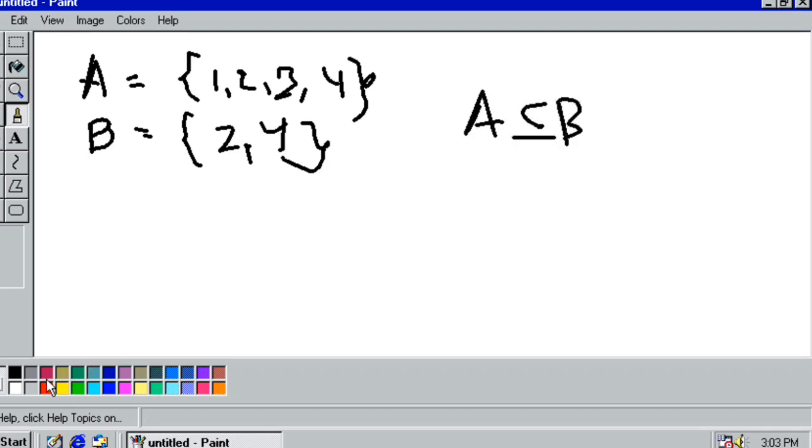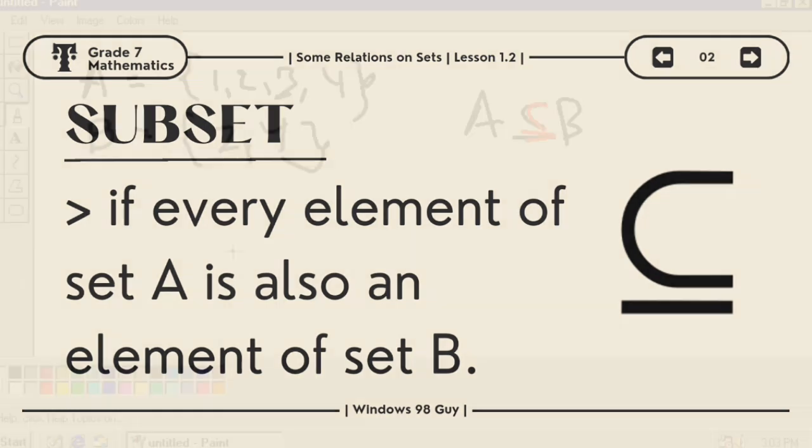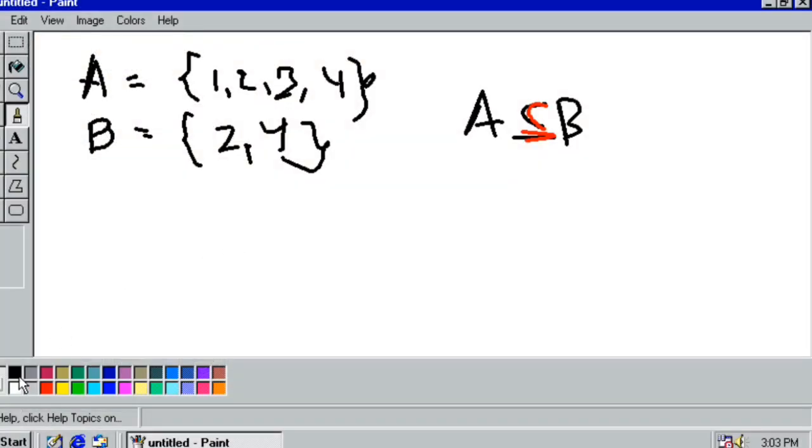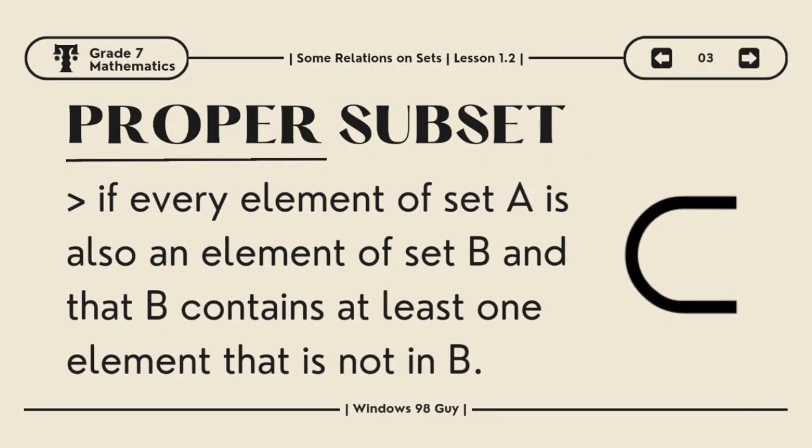It is denoted with this symbol. That's a subset. So set B is a subset of A if and only if every element of set B is also an element of A. Now let's say set B is a proper subset of set A. A proper subset symbol is just like that, without the dash line on the bottom. So a proper subset if and only if every element of set B is also an element of set A, and that A contains at least one element that is not in set B.